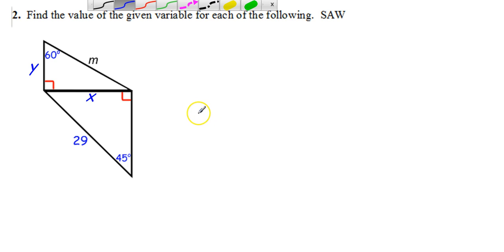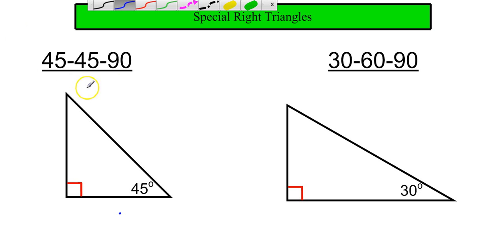Alright guys, this is the explanation, answers explained for number 2, A and B. We'll start with A. Here's the diagram for A, and all I did was throw in values for X and Y so you know exactly what I'm talking about when I solve. But for A, we need both of the rules for special right triangles.